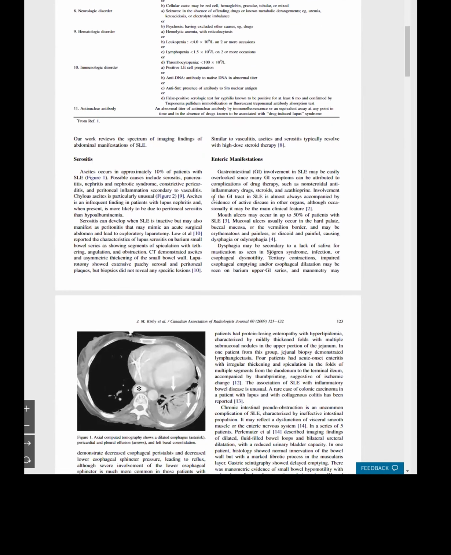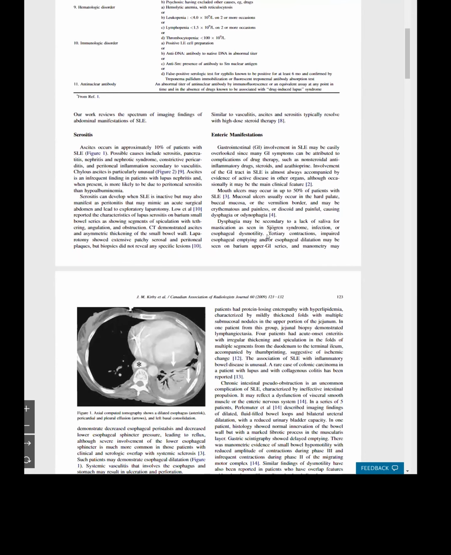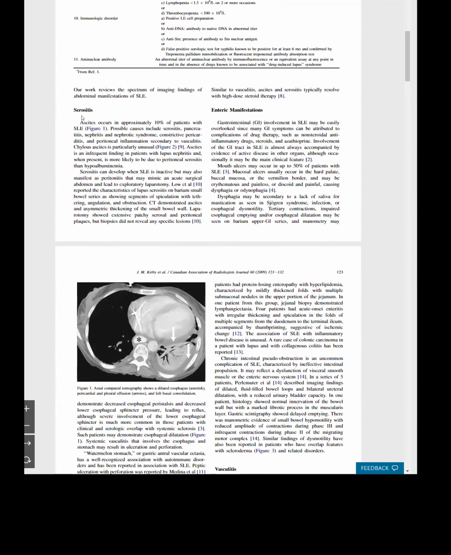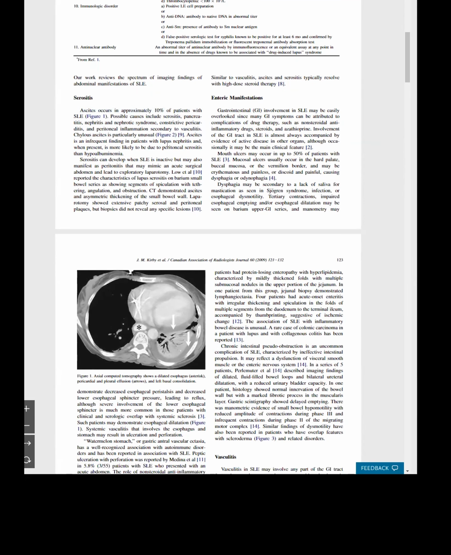So this is a 2009 article published in the Canadian Radiology Journal. And they talk of all these manifestations of SLE, which I hadn't seen. These are uncommon, of course, but they talk about ascites seen in up to 10% of patients with SLE. And there are different etiologies why these patients might develop progressive ascites that may not respond to conventional therapy. Different reasons include serositis or pancreatitis, nephrotic syndrome, because they can go into renal failure secondary to nephritis.